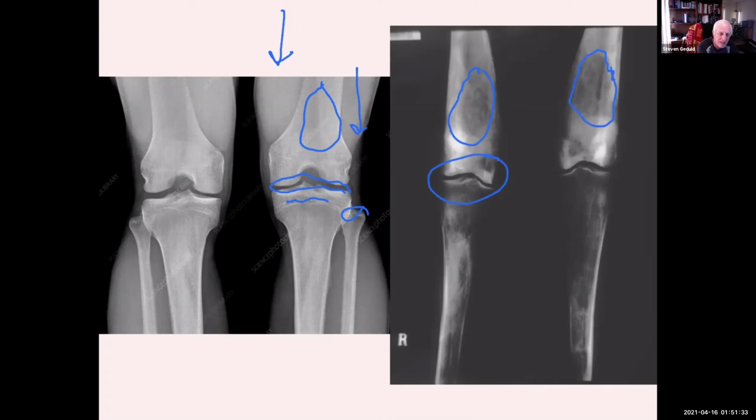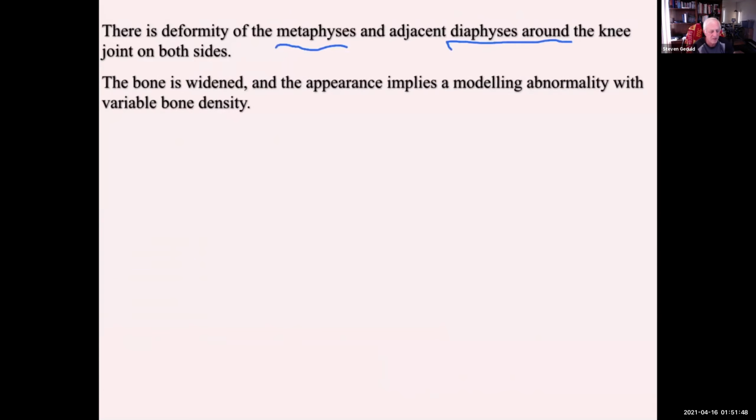Okay. Big difference in the X-rays with Gaucher's disease. Disorder of the metaphysis. Metaphysis is your growth plates on the bone. And adjacent diaphysis, that's the internal part of the long bone on the knee joint on both sides. That's the picture we just saw. The bone is widened, appears a modeling abnormality with variable bone density. We showed you that in the different areas where bone was darker.